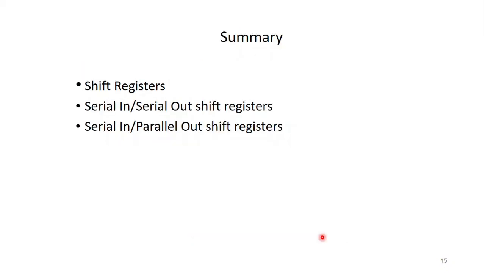Here we have seen what a register is and what a shift register is, which has two operations, data storage and data movement. And we have seen two types of shift registers here: serial in, serial out shift register, which works in serial mode, and serial in, parallel out shift register, whose input is in serial manner and output you are getting in parallel mode.